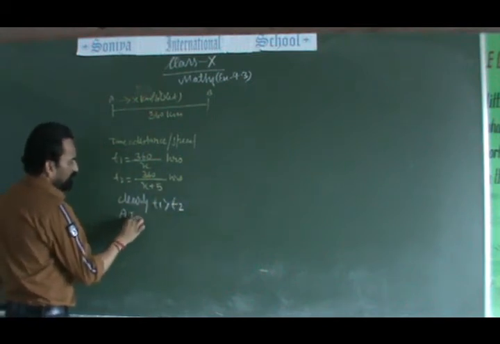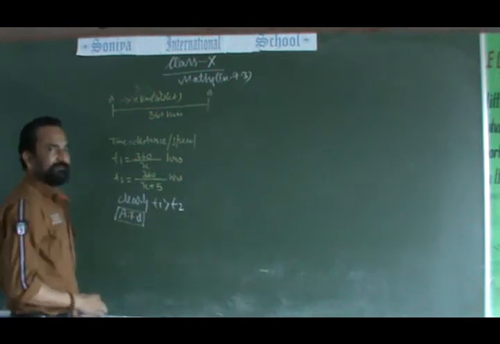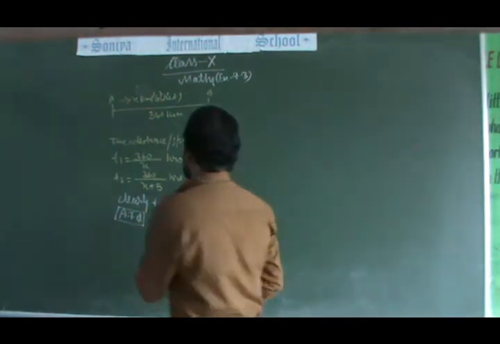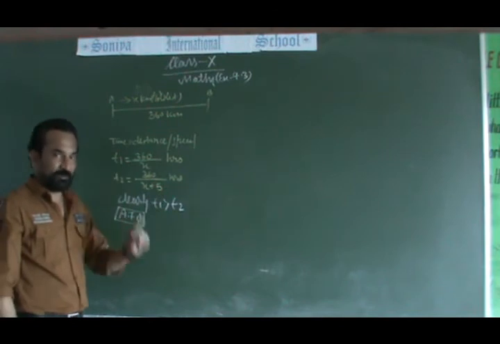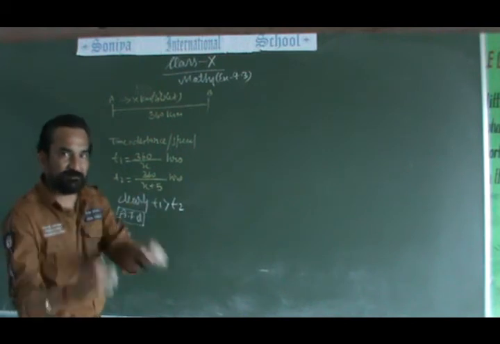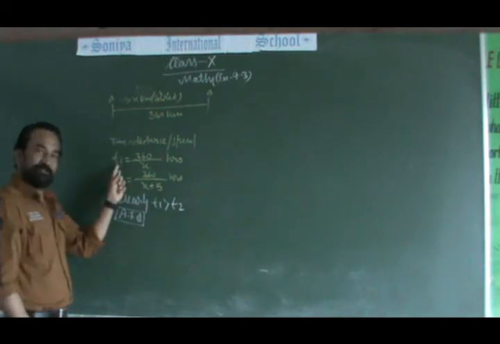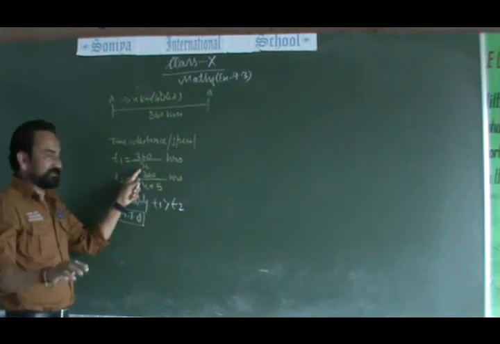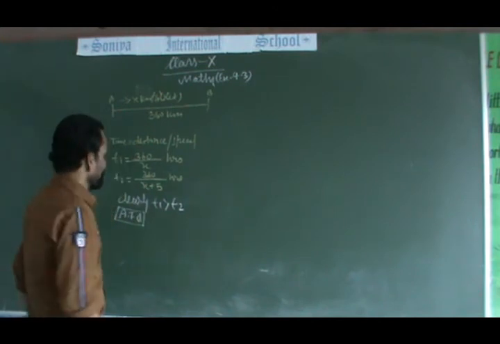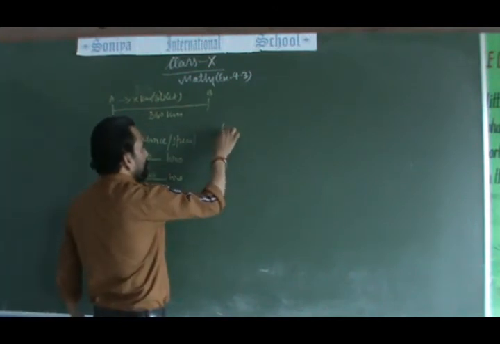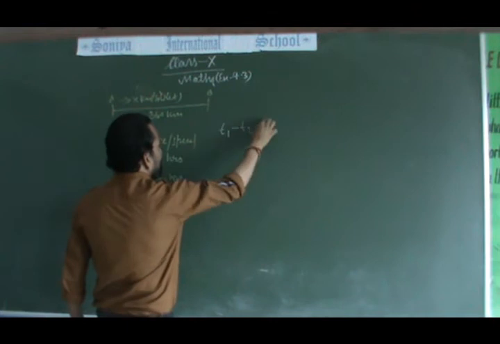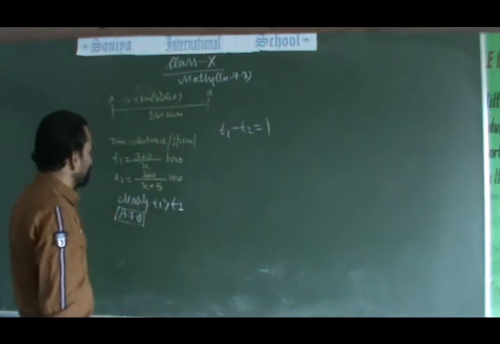And now according to the question, the difference between these two times is 1 hour. A train takes 1 hour less when its speed is increased by 5 kilometers per hour. So we have to identify which time is bigger and which time is smaller. Which time is greater? T1. Why? Because speed is lesser. Which time is smaller? T2. Because its speed is greater for the same distance. Difference means always the smaller one is subtracted from the greater one, and that equals 1. Now you substitute the value and solve it.